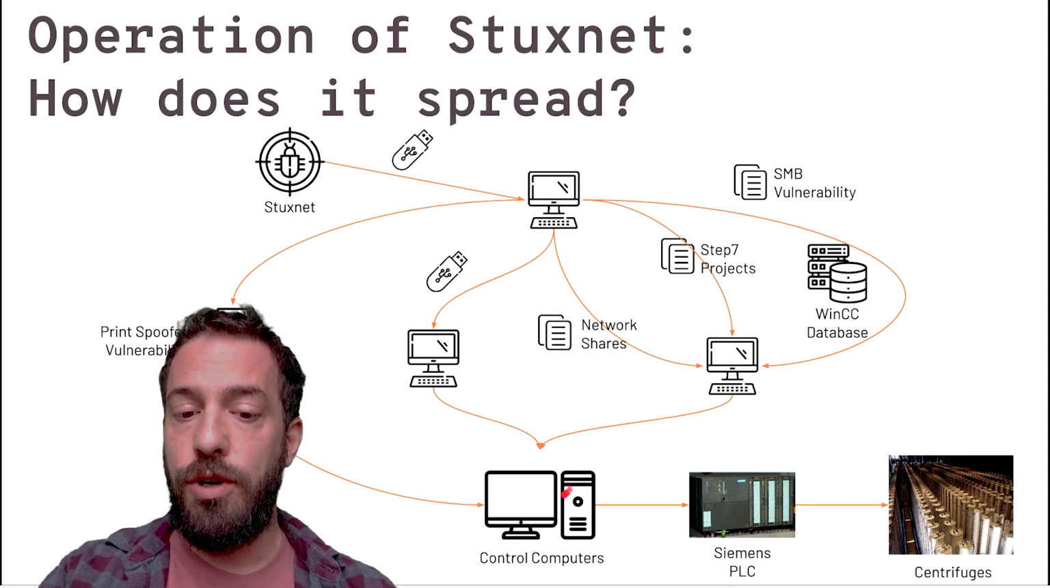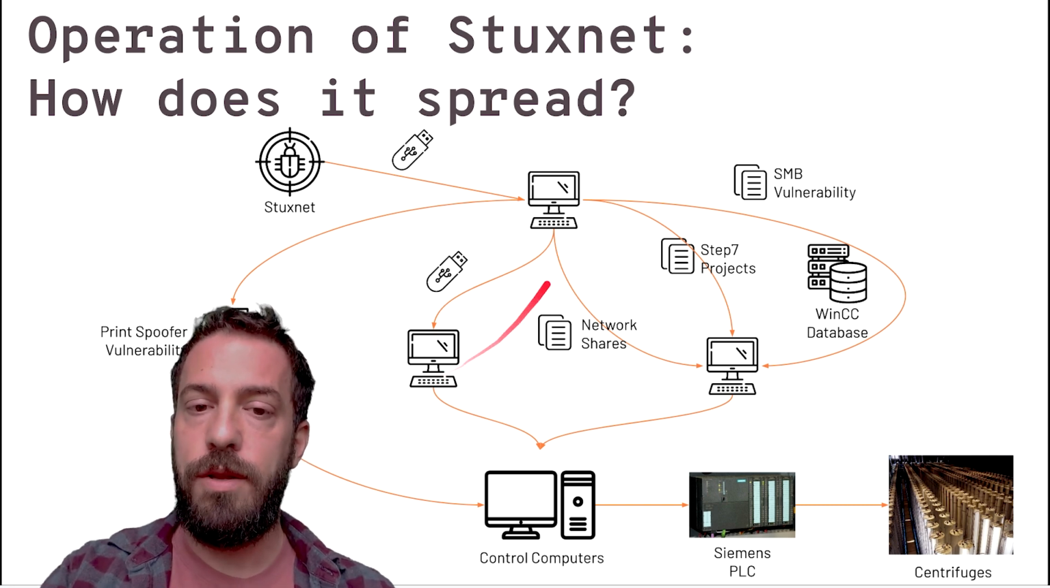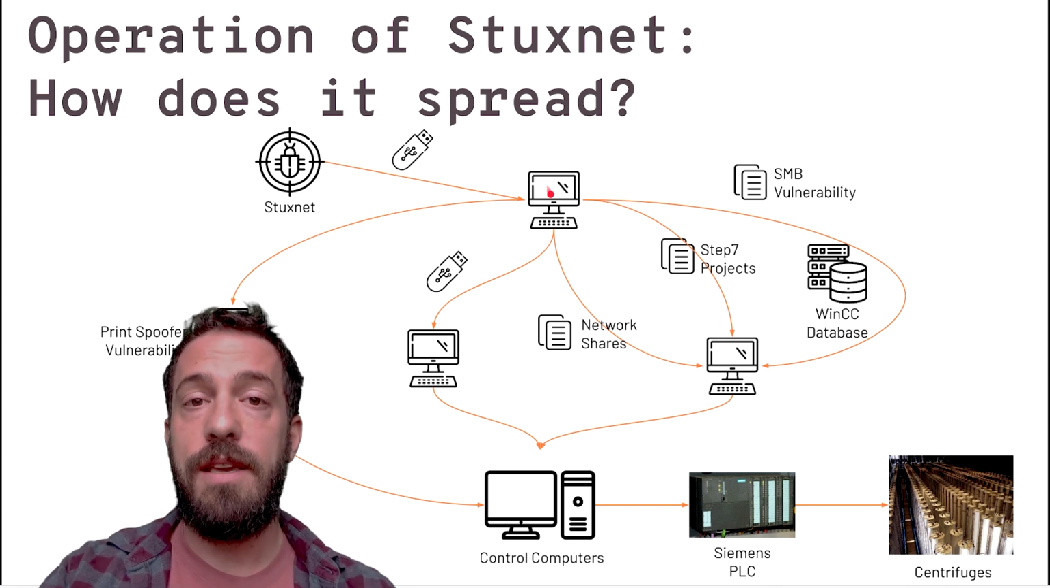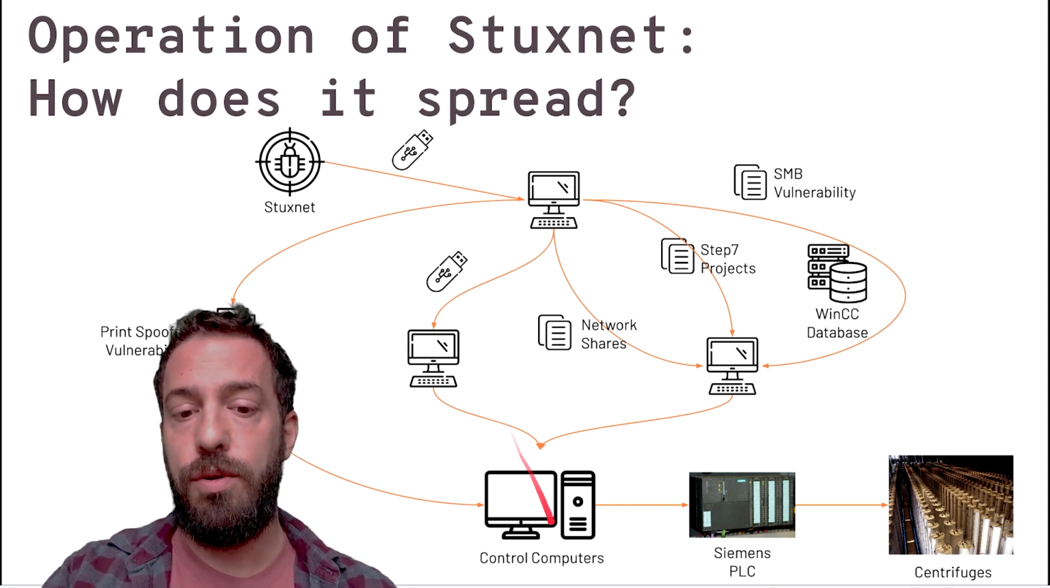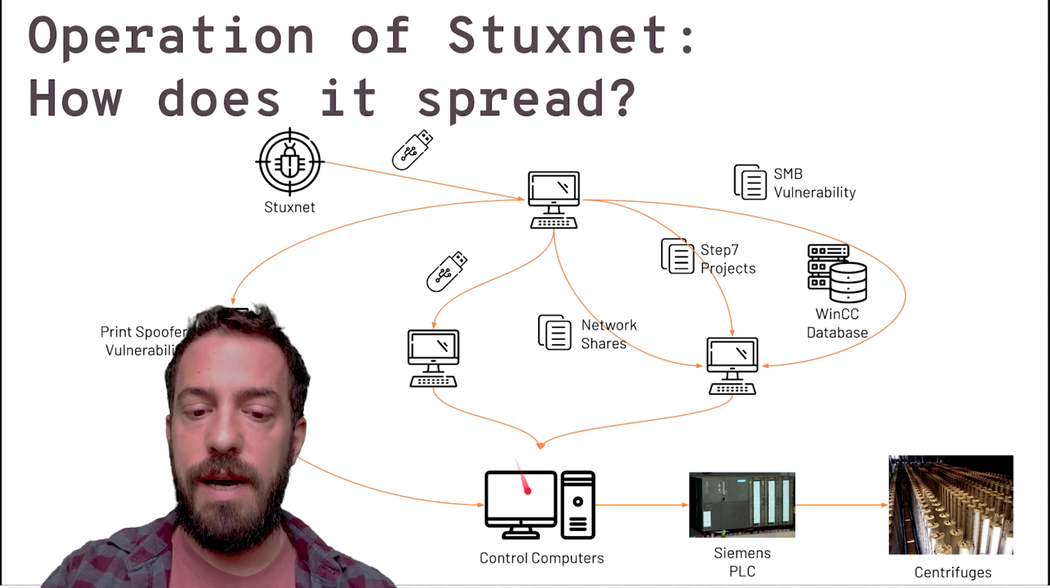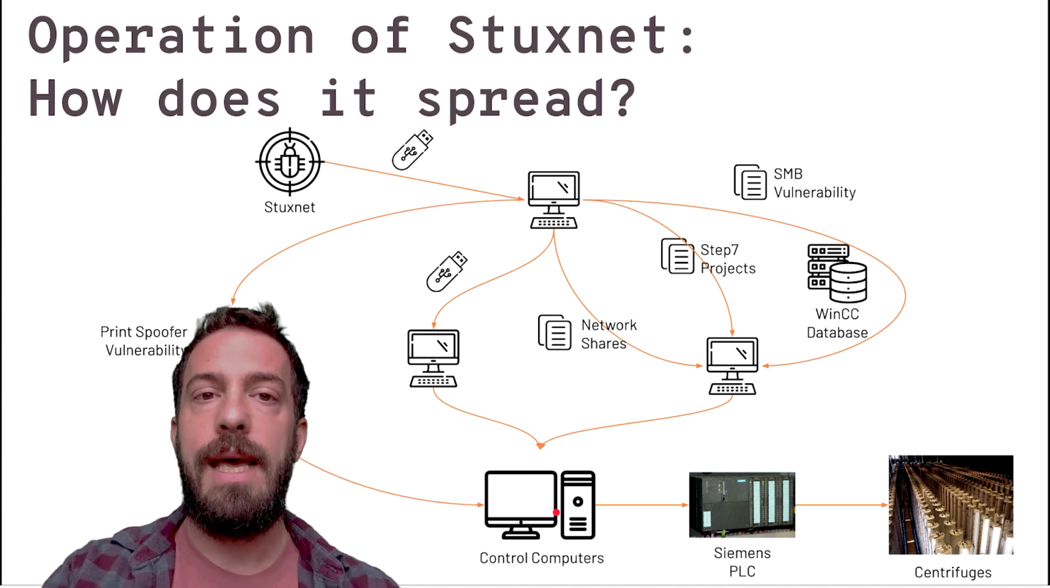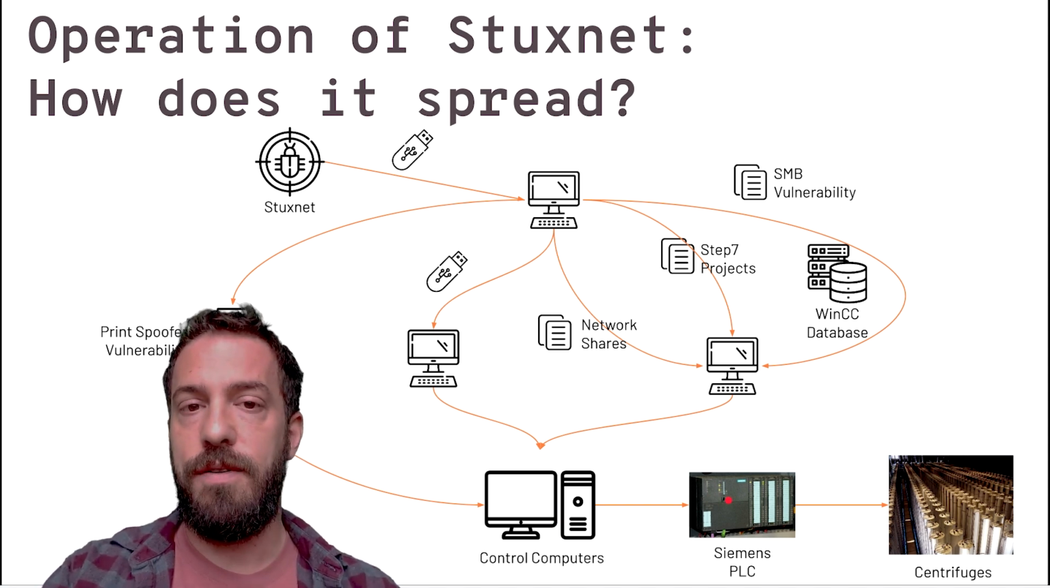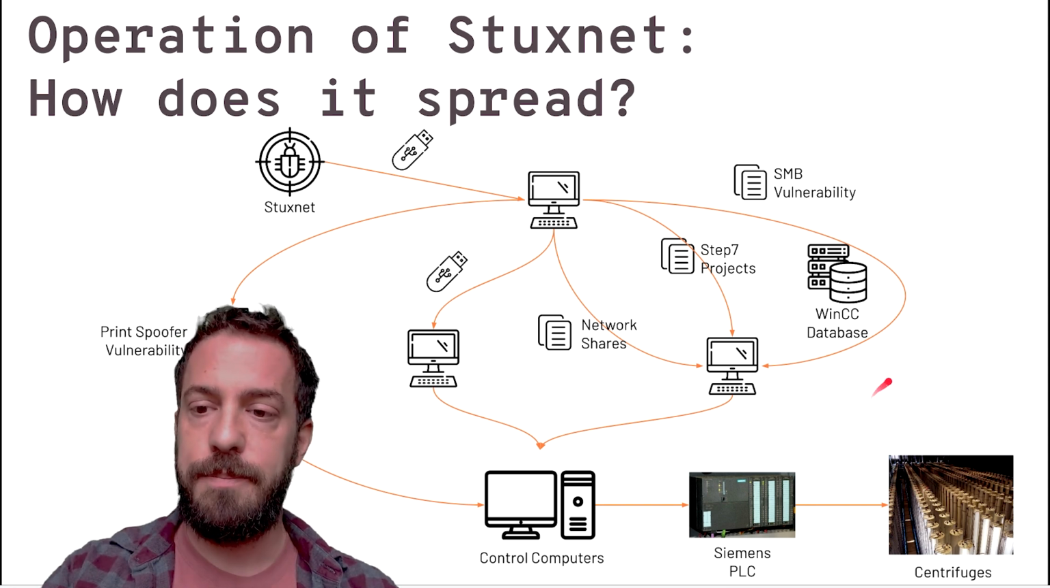And because these control computers here are not connected to the internet, as we just said, there was also a peer-to-peer mechanism. So this computer may be connected to the internet. It would get a new version of Stuxnet, and then through computer-to-computer connection, it would go back to that control one and update Stuxnet there for the attack to take place again.